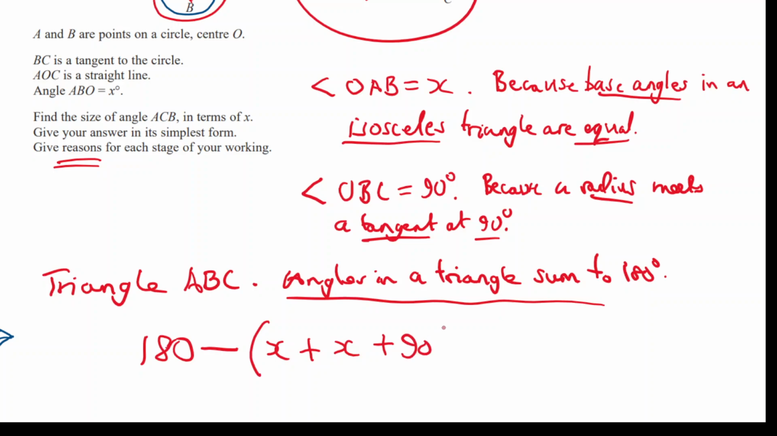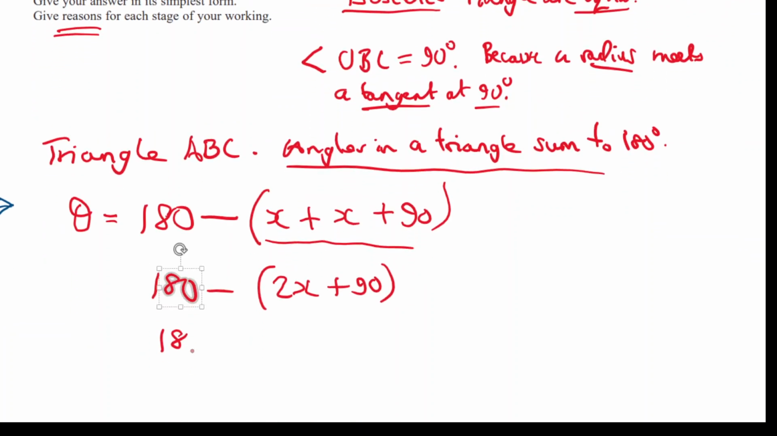Let me do that again. I've got angle x, I've got angle x plus 90, and I add those two together and subtract from 180. That will then give me my missing angle theta. So let's tidy up the x plus 90. That's obviously 2x plus 90. So it's 180 minus 2x plus 90, which would be 180 minus 2x minus 90.